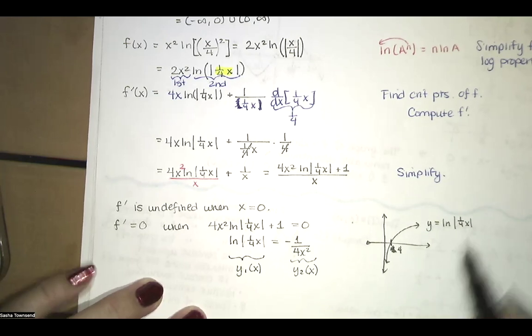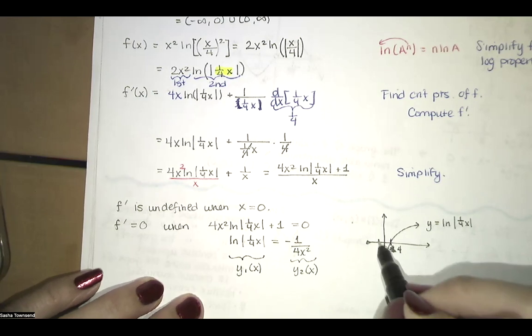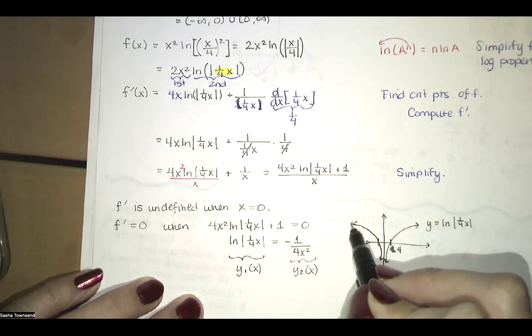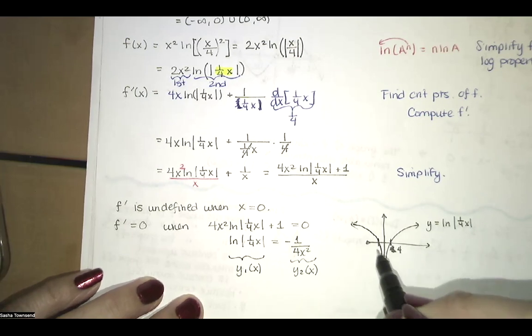And now because we have the absolute value there, we're going to have the same thing on the other side when x is negative. There should be some symmetry.